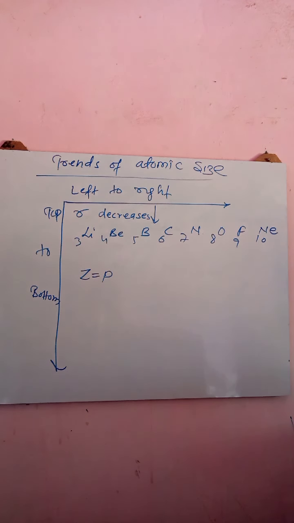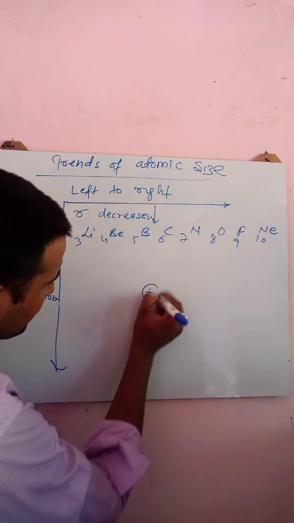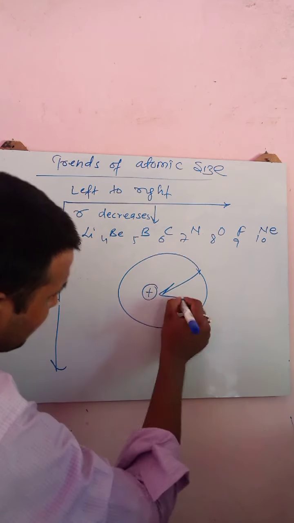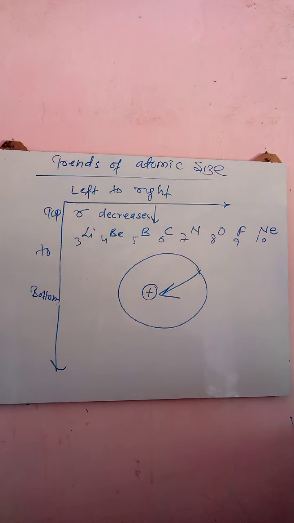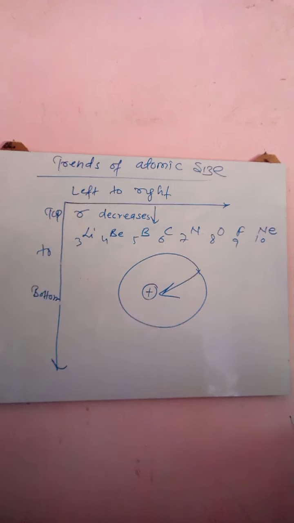Atomic number is increasing means nuclear charge is increasing. Why is nuclear charge increasing? Because the number of protons is increasing. So when nuclear charge increases, the nucleus will attract the shell toward itself. Why is it so? Because in the shell electrons are present and electrons are negatively charged. They are opposite to the nucleus. The nucleus is positively charged. So the nucleus will pull the shell toward itself. In this way the size will contract.